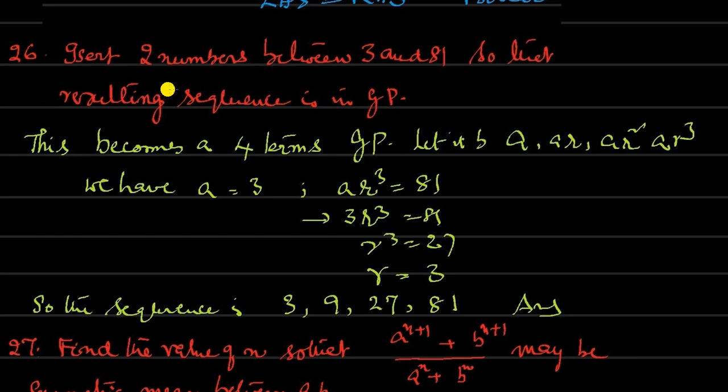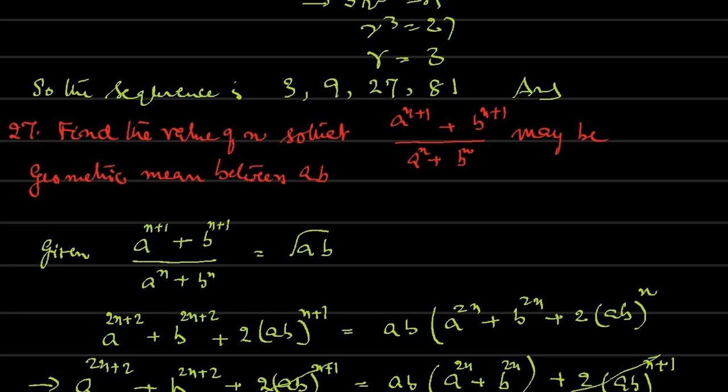26. Insert two numbers between 3 and 81 so that the resulting sequence is a GP. If you insert two numbers, the total number becomes 4. So A, AR, AR square, AR cube, let them be the 4 numbers. A is 3, we know, and AR cube is 81, we know. The fourth term is 81. From that we get A is 3 and R is 3. We get all the 4 terms: 3, 9, 27 and 81. These are the 4 terms.